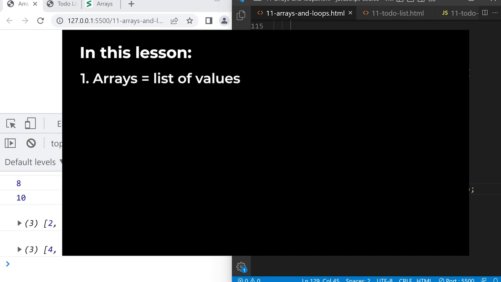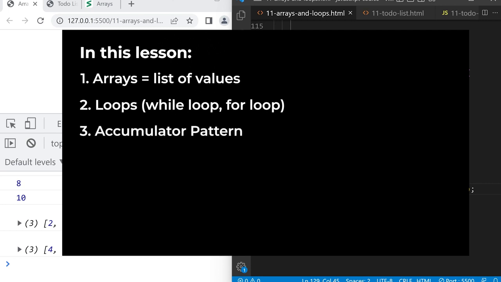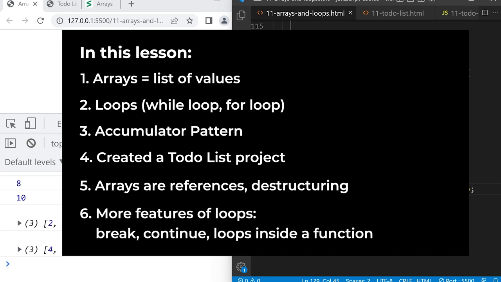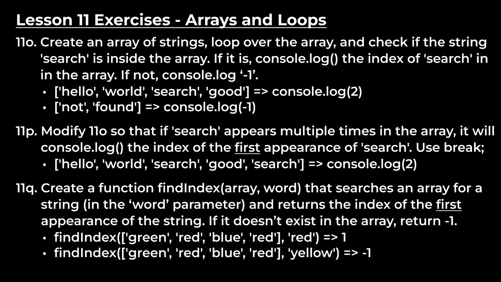In this lesson, we learned about arrays, which represent a list of values. We learned about loops, which let us run some code over and over, just like a loop. We learned a technique we can use with loops called the accumulator pattern, and we used it to create a to-do list project. We learned that arrays are references and the destructuring shortcut, and we learned more features of loops, like break, continue, and using loops inside a function. Here are some exercises to help you practice arrays and loops.